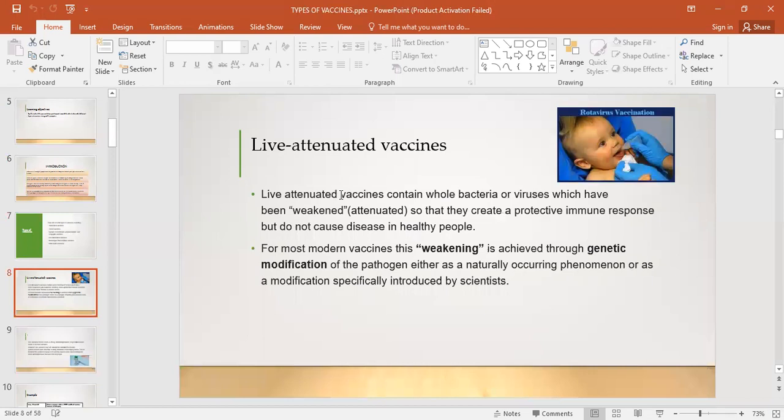Live attenuated vaccines contain whole bacteria or viruses which have been weakened so that they create a protective immune response but do not cause disease in healthy people. For most modern vaccines, this weakening is achieved through genetic modification of the pathogen, either as a naturally occurring phenomenon or as a modification specifically introduced by a scientist.